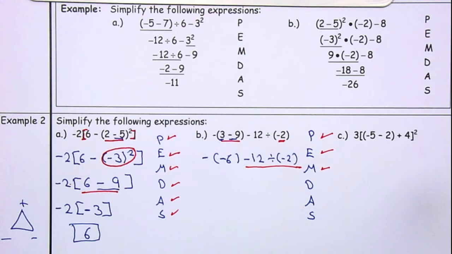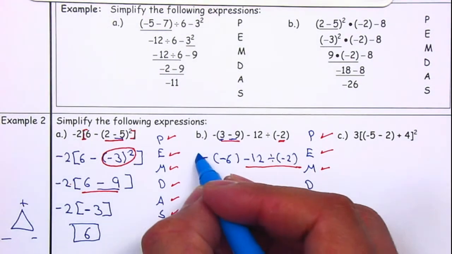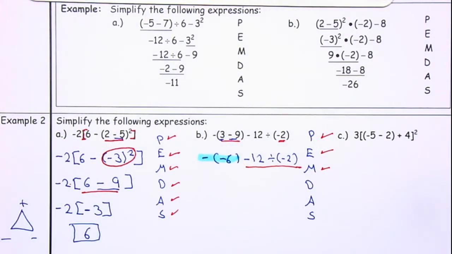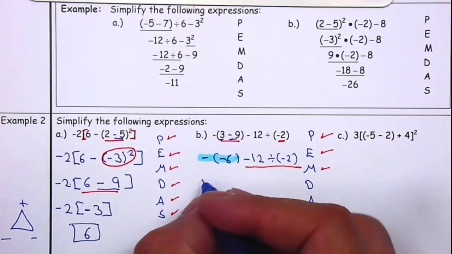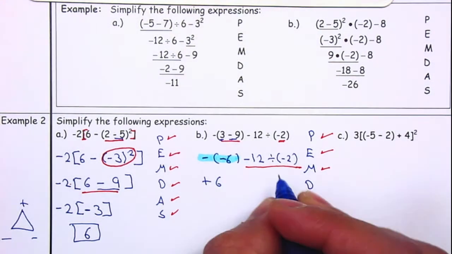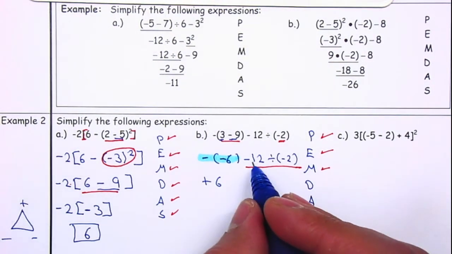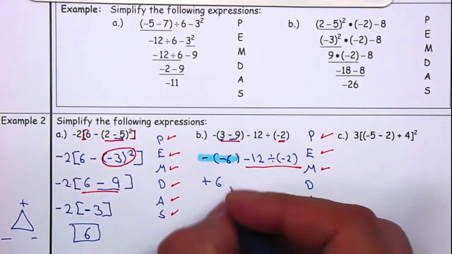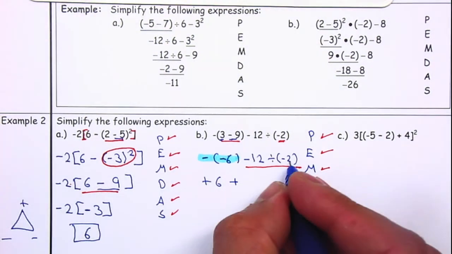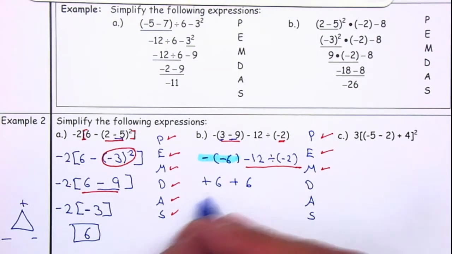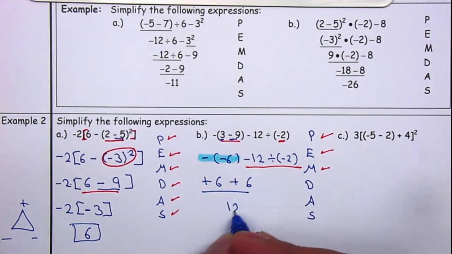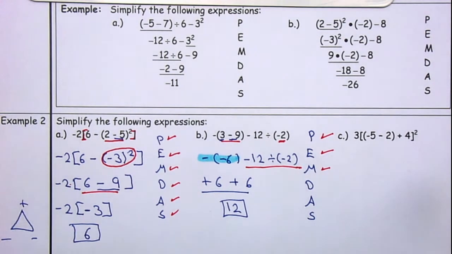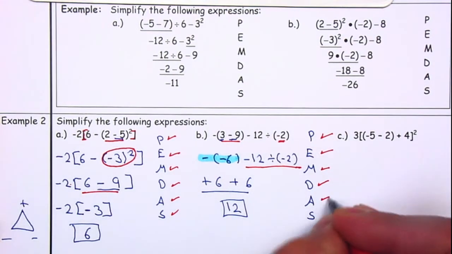First, I'm going to highlight my minus negative 6 because that's going to become a positive. Now, when we divide, negative divided by negative will be positive. So positive. 12 divided by 2 will be 6. And our last step will be to just simplify, which will be 12. So we did the division and the other two.